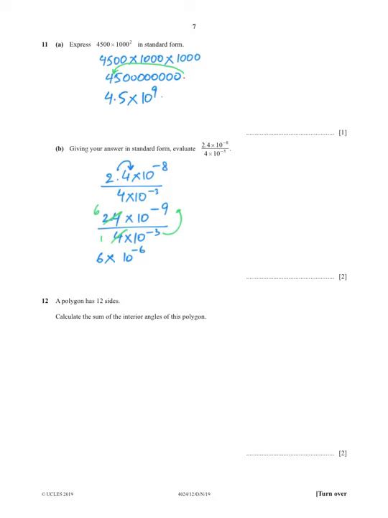Question number 12. A polygon has 12 sides. Calculate the sum of the interior angles of this polygon. So the working formula is n minus 2 multiplied by 180. And the value of n we have is 12. So it will be 12 minus 2 times 180.